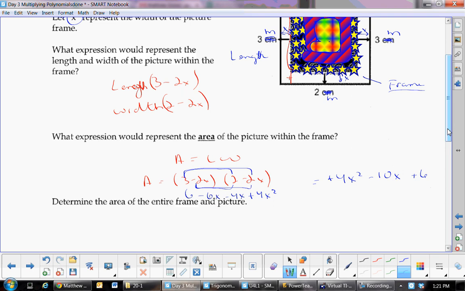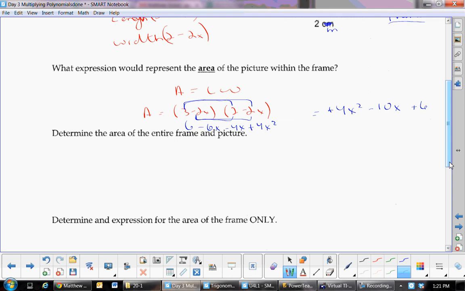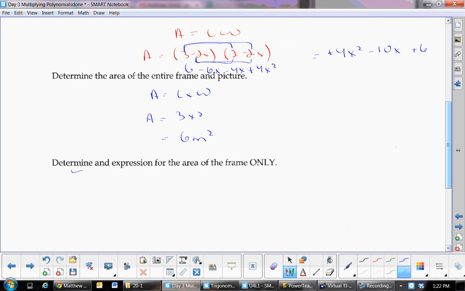Now, what's the area of everything? Like if it was sitting on your wall, how do you find the area of that entire thing? It's just 3 times 2, right? Area equals length times width, which is 3 times 2. Area equals 6 meters squared, right? So it says, how do you find the area of just the frame?